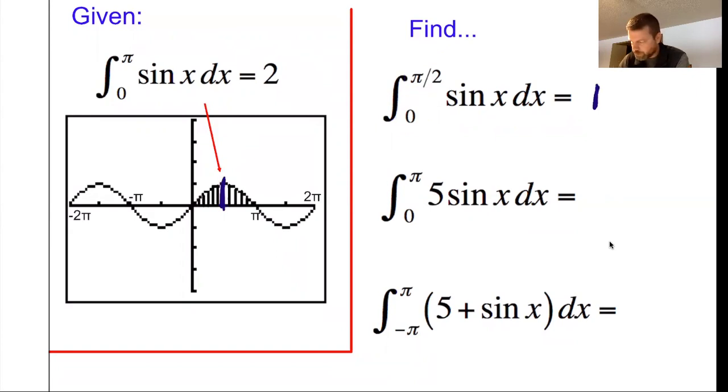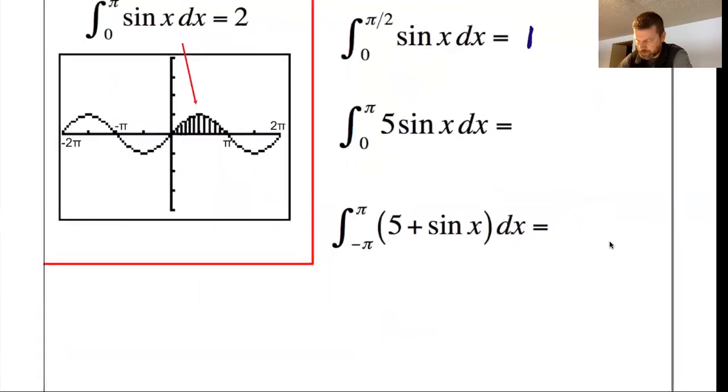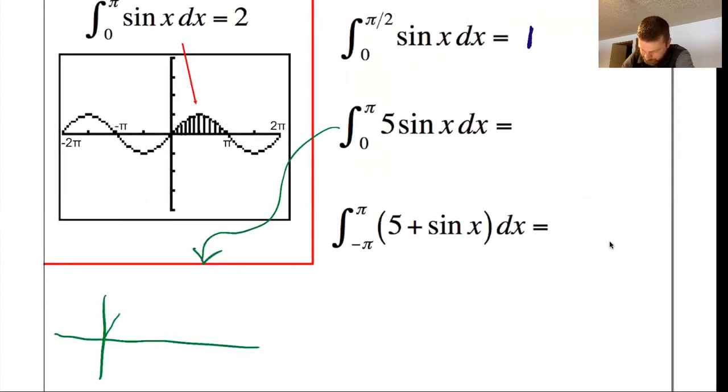This one requires a little bit more knowledge. What happens to sine of x when I multiply it by 5? Well, when I multiply sine of x by 5, let's do a quick sketch here. It's still got that same curve. But instead of going up to 1 and down to -1, it's going to be stretched by 5. It's going to go up to 5 and down to -5.